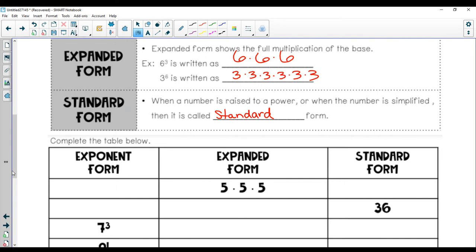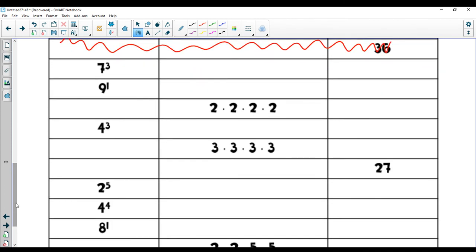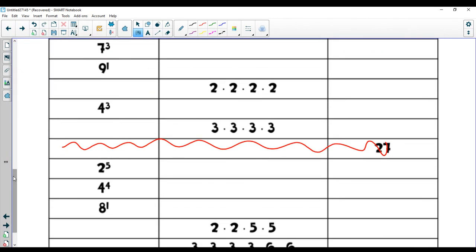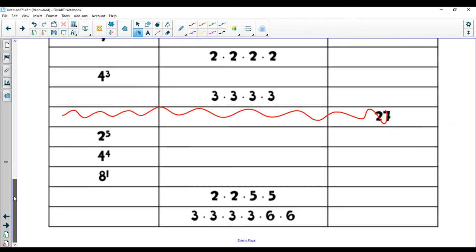All right, now we've got some practice problems down below that. I want you to cross out the 36. We're not going to practice working backwards right now. And cross out 27. Okay? Also, before I let you go and practice it on your own, I want you to look at the bottom two examples. You've got 2 times 2 times 5 times 5. How on earth do I write that as an exponent?